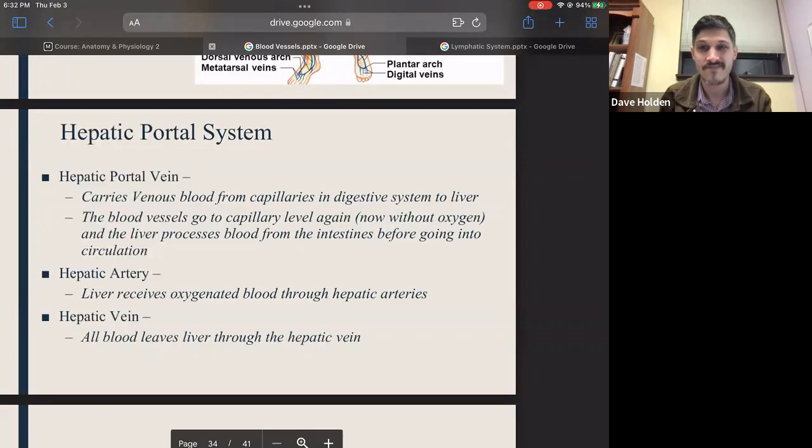So if you eat something bad or something really nutritious, those materials need to be handled. If it's really bad, it needs to be detoxified so your body can process it. And if it's really beneficial, then it needs to be distributed throughout the rest of the body. So now we enter the hepatic portal system. Again, knowing our etymology really helps.